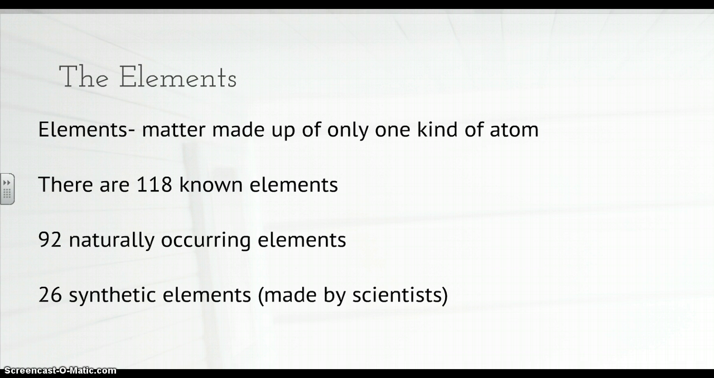Now, scientists have been able to create 26 elements, and those are called synthetic elements. Those elements are made by crashing atoms into each other, and you get different things that show up. Sometimes they last for a very short period of time and then they change, and other times they're very stable and last for a long time. So as you can see, there are a lot more naturally occurring elements than synthetic ones that have been made by scientists.